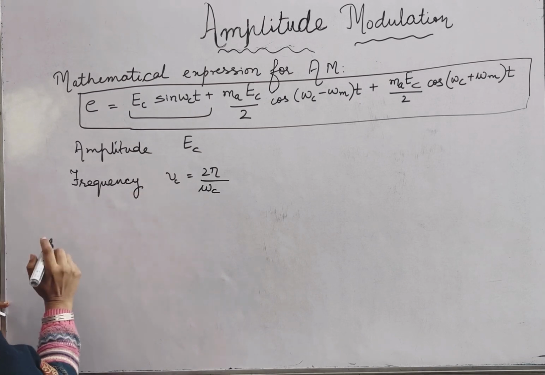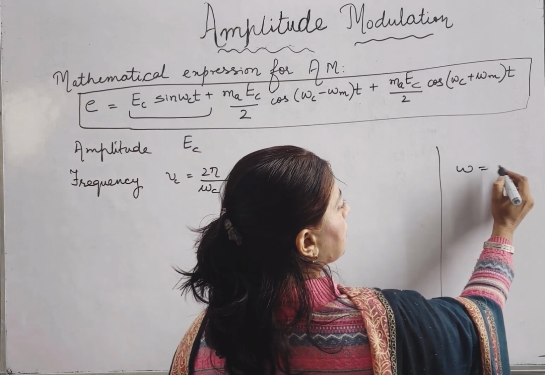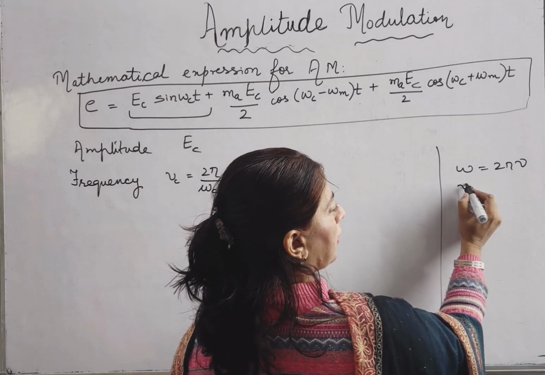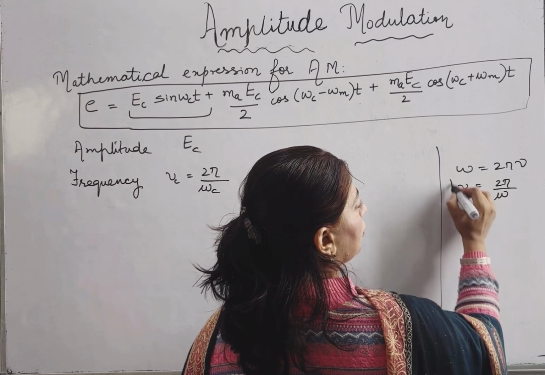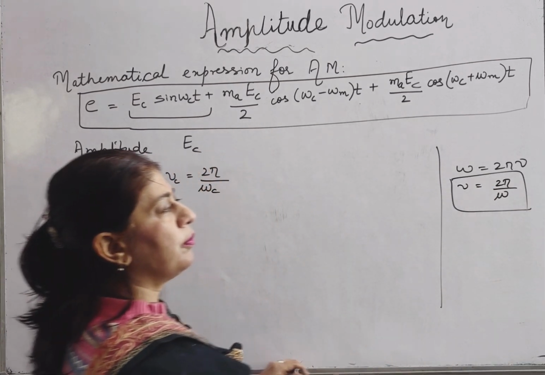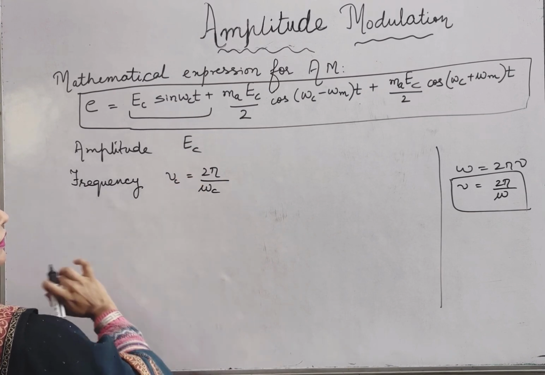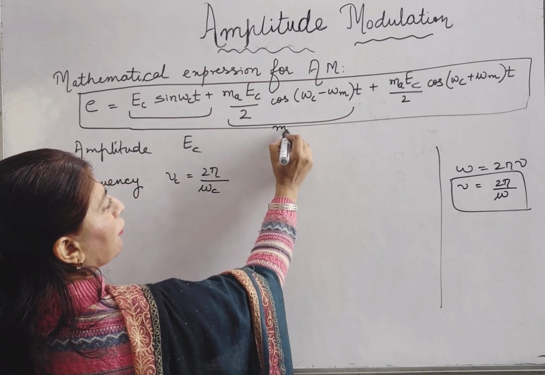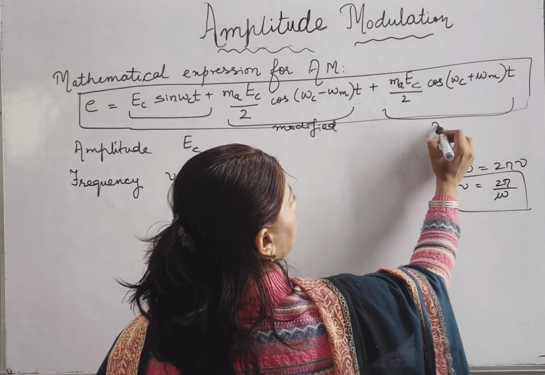How have I written this? We know one relation: angular frequency is equal to 2 pi nu, the frequency. From here we get frequency nu equal to angular frequency upon 2 pi. So we get this relation. Now this is our modified waveform. This is also a modified one.